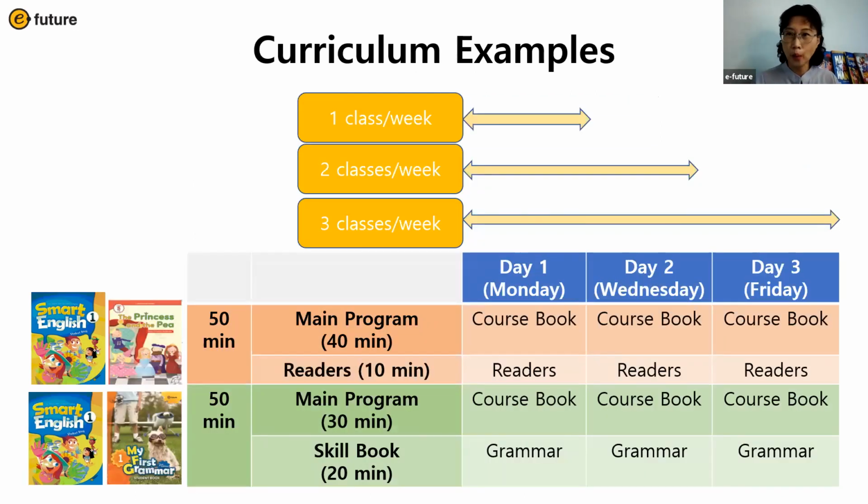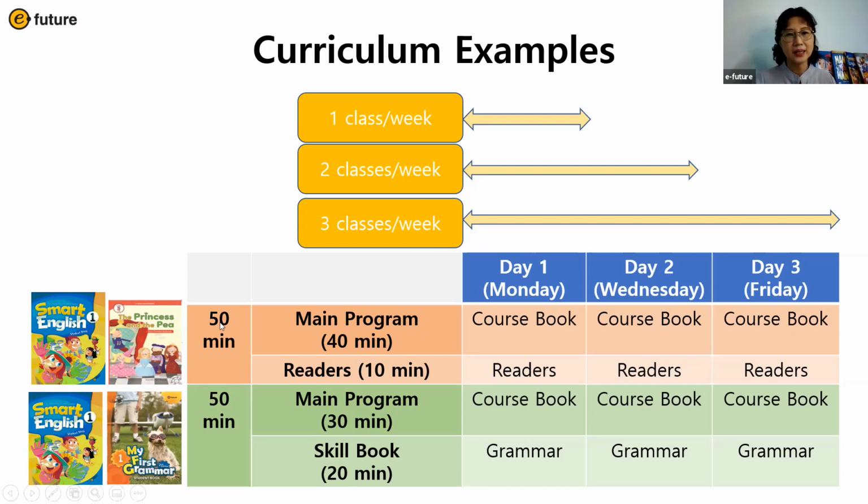And here are some more examples. What if you teach only 1 class per week? I know in Japan, many teachers just teach 1 class per week, right? So if that's the case, you can just use one course book or just one skill book or just one phonics book. If you want to do some supplementary program, then you can do it this way.